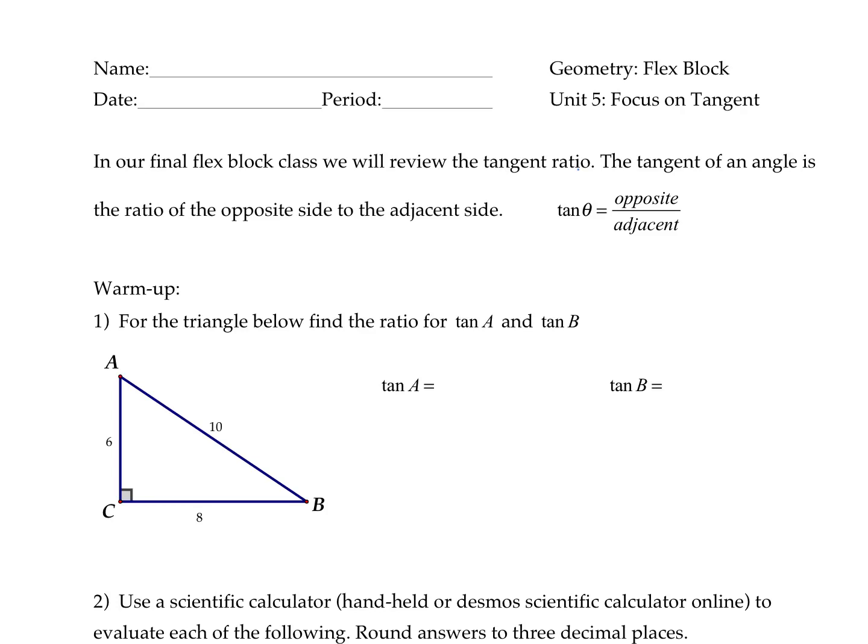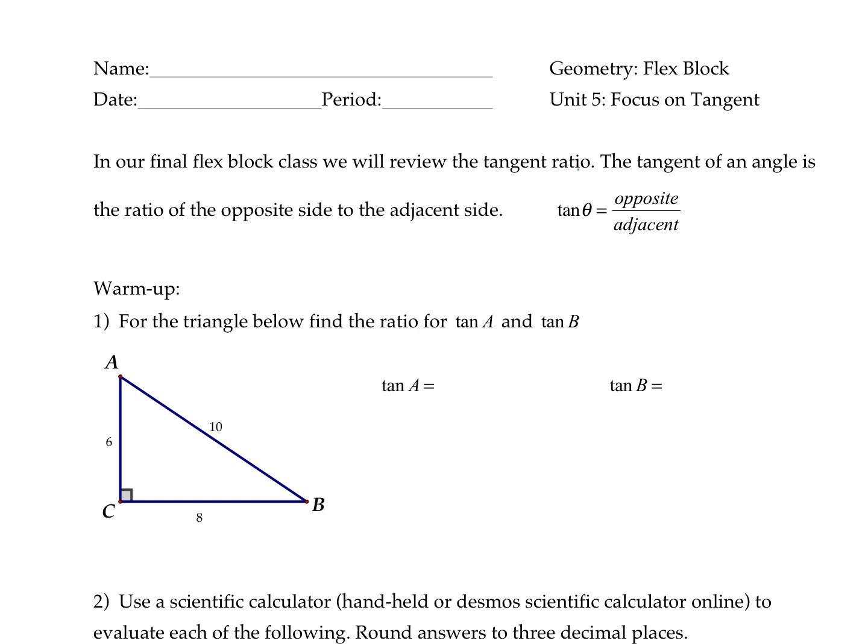Hi everyone. In today's lesson, our last one for FlexBlock, we're going to review the trig function tangent. So if you recall, the tangent ratio is the ratio of the opposite leg to the adjacent leg. So tangent doesn't use the hypotenuse at all.